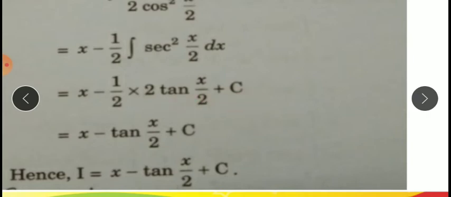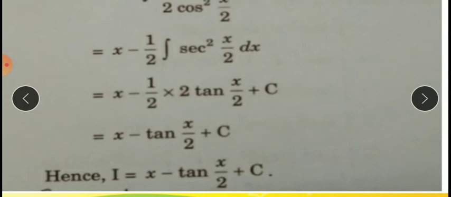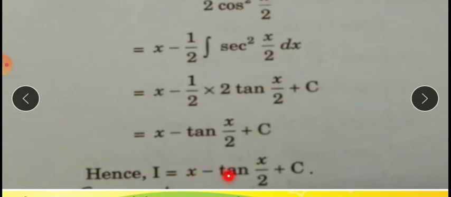You know that sec square theta minus tan square theta is equal to 1. On the basis of this, we can write sec square x by 2, after integration, as 2 tan x by 2 plus c. We know that d dx of tan x is equal to sec square x and integration of sec square x is tan x. Finally, we are getting x minus tan x by 2 plus constant of integration. That is, I is equal to x minus tan x by 2 plus c.